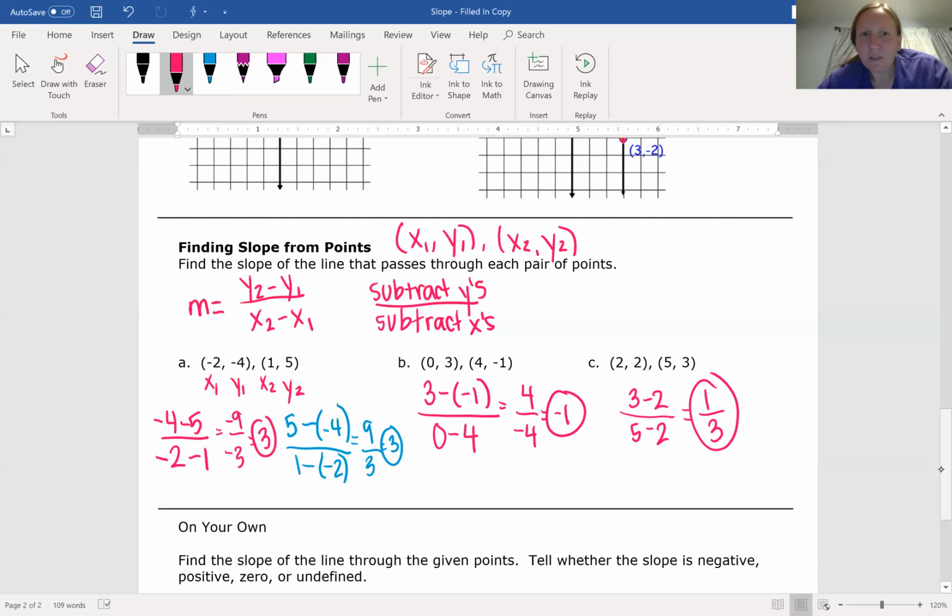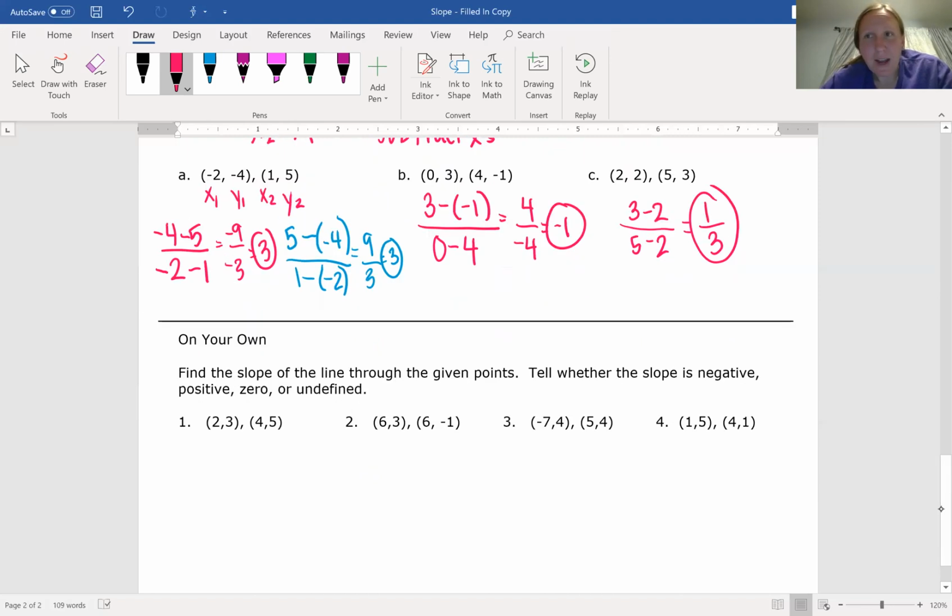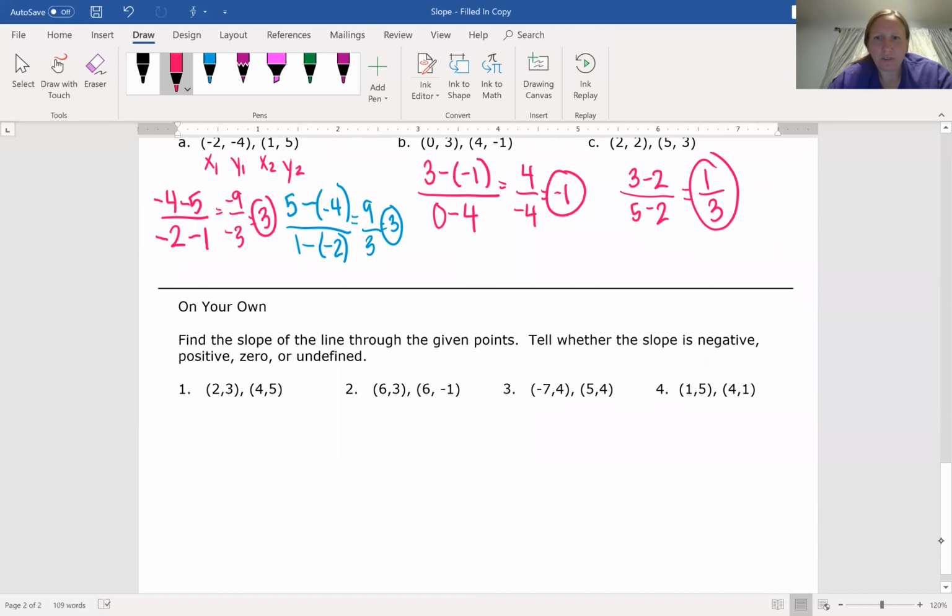Okay, so I'm going to ask that you try those 4 questions on your own. You might want to look back up at the top where we talked about horizontal and vertical lines and their slopes to help you with some of them. So finish those 4 and go ahead and upload your notes for us. Thanks.